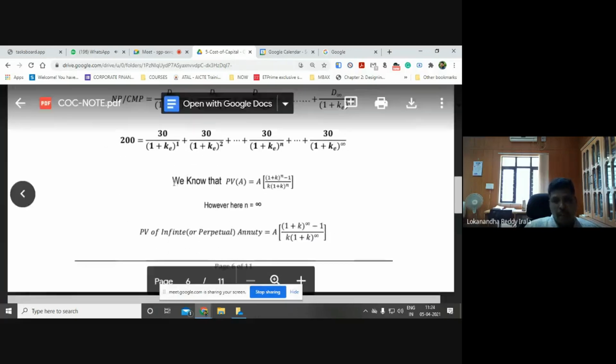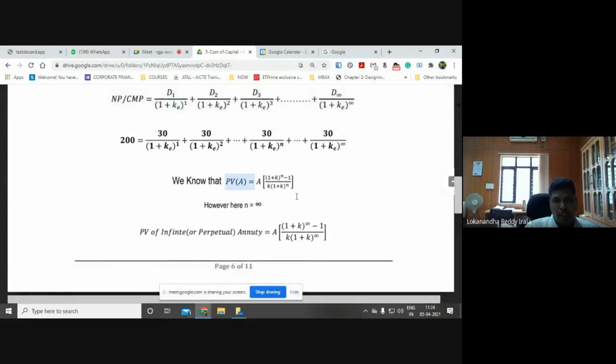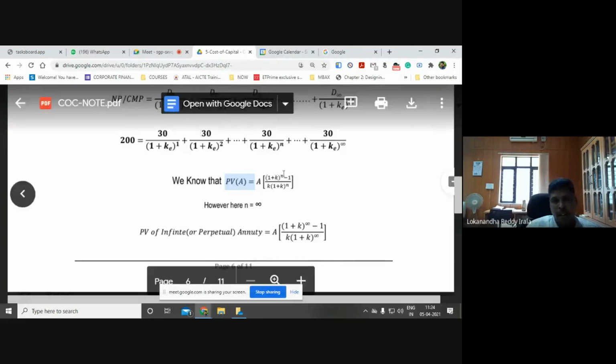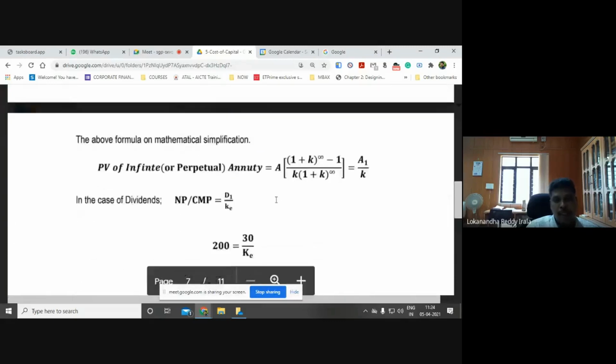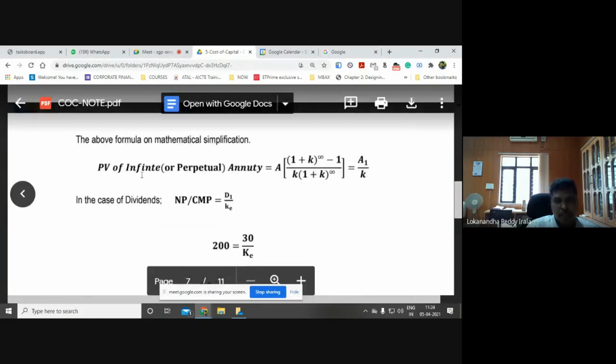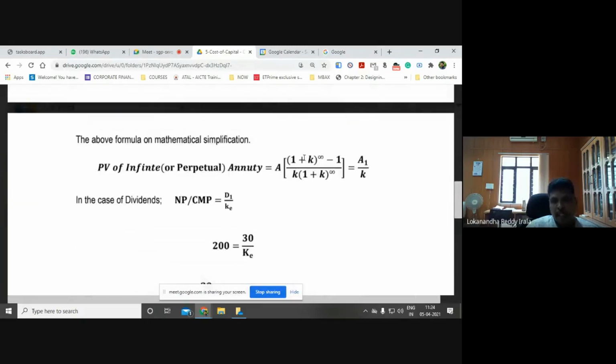But remember, we only know the present value of a finite annuity. That means if it were to end at the end of the nth year, its present value is given by this formula, A into (1 plus k)... right? But here n is infinity. Fortunately, this makes our job a little easier. The present value of a perpetual annuity is simply A by k.